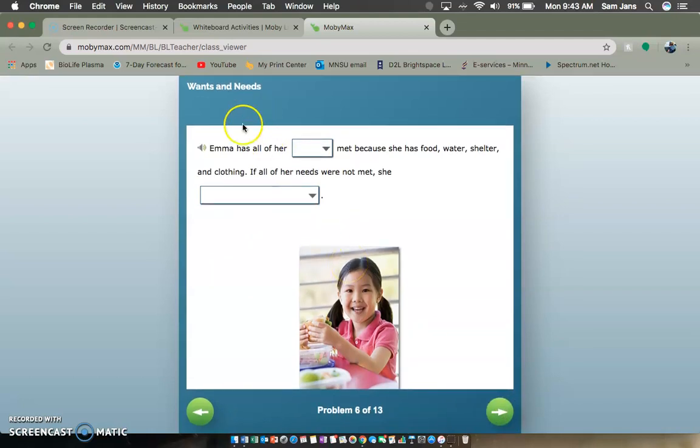We got one more here. So Emma has all of her blank met because she has food, water, shelter, and clothing. If all her needs were not met, she blank. So let's go through this here. Emma has all of her blank met because she has food, water, shelter, and clothing. Does she have all of her wants met or all of her needs met? Well, we were just talking about needs and how food, water, shelter, and clothing were all part of them. So I'm going to guess that it's going to be needs.